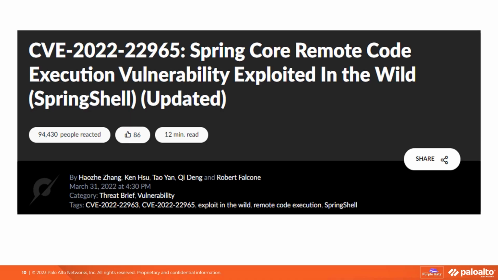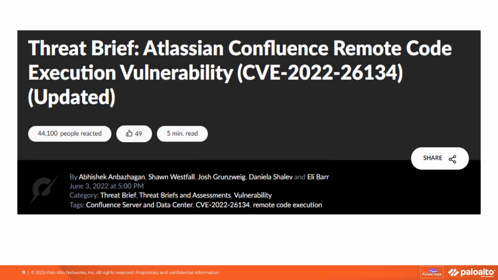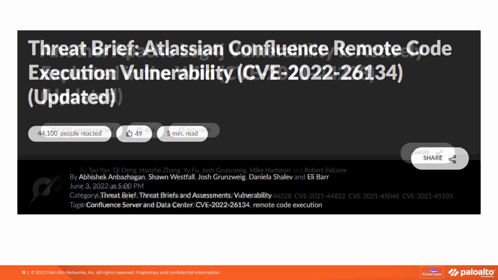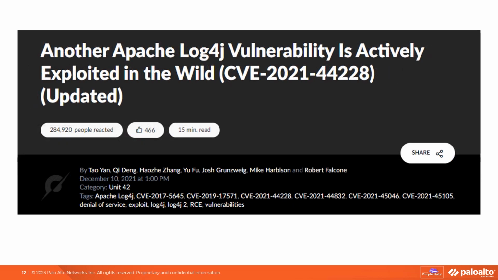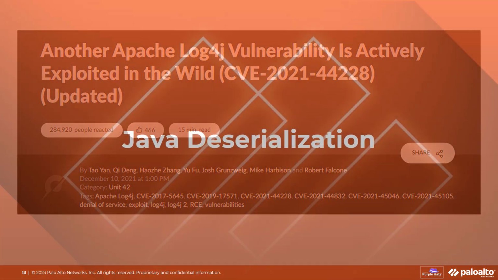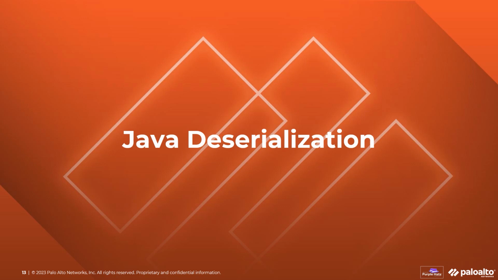Other than that, we've seen the Spring Core remote code execution vulnerability, also known as Spring4Shell. We've also seen a Confluence remote code execution vulnerability targeting that Atlassian framework, another Log4j, and more. So there are a lot of different Java vulnerabilities, and all of them have one thing in common: the Java deserialization concept.